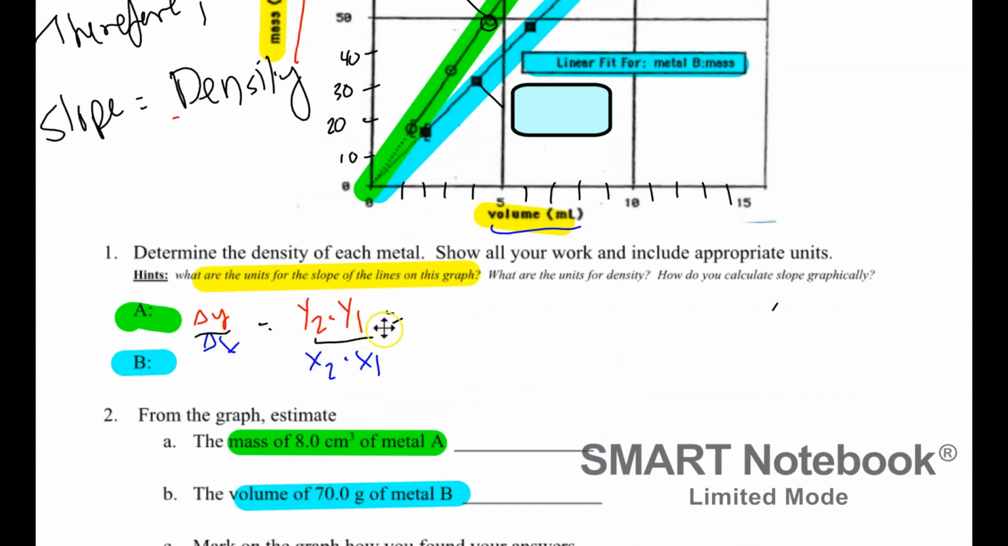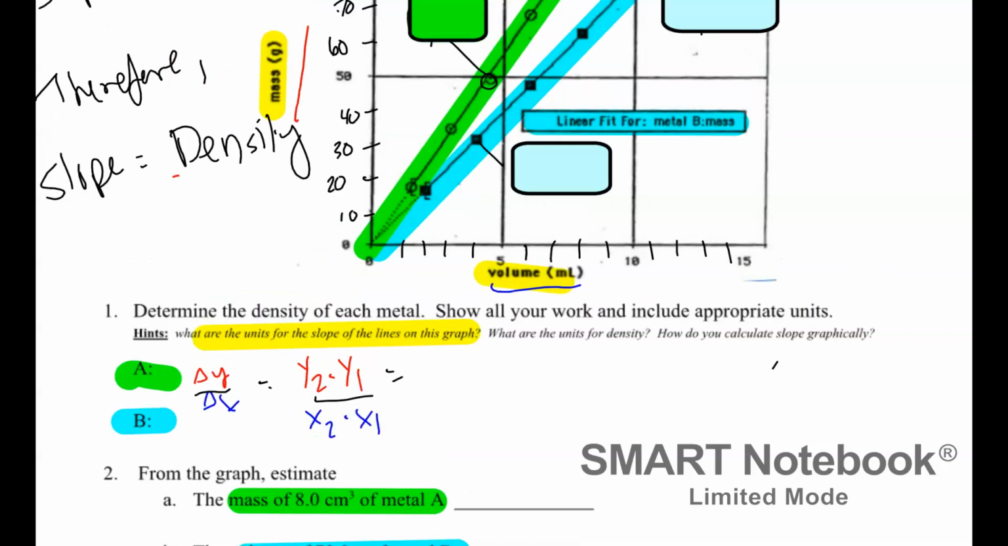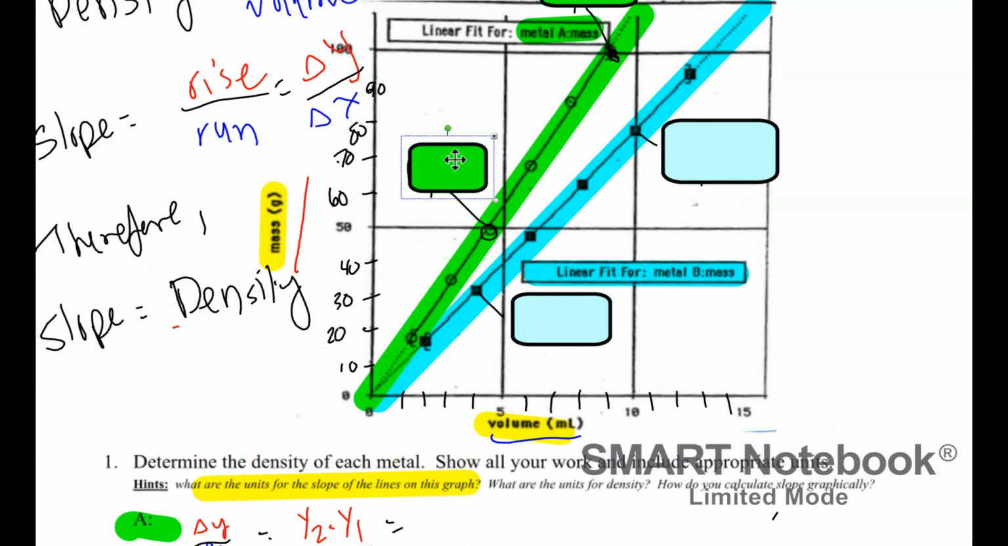And we have to go through and just find the slopes of those. So how should we do that? Hint: where do you use the slope? Well, mass over volume. So we're going to try and find the slope graphically, and what we need to do is find two easy to read points.